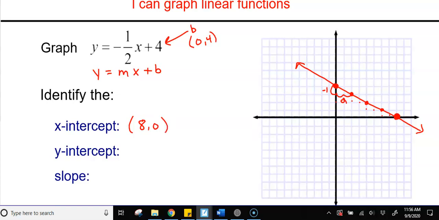Y-intercept, that was really easy to find right from the get-go. That's our B. If you want to write that as an ordered pair, it would be 0, 4. And then the slope, negative 1/2.